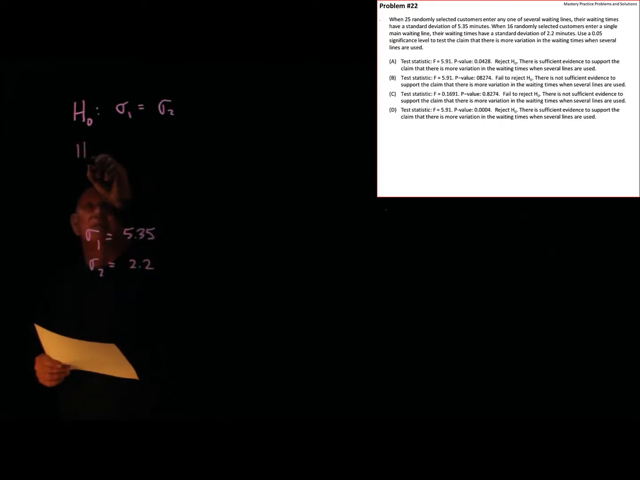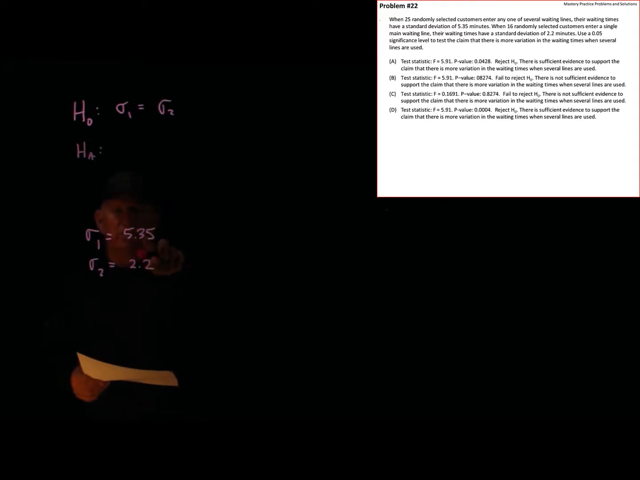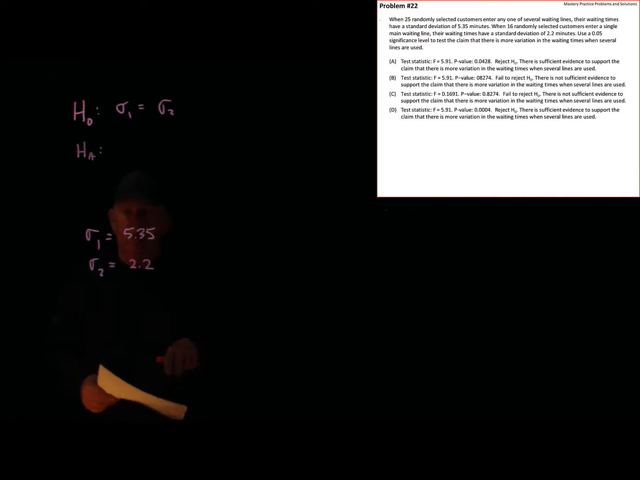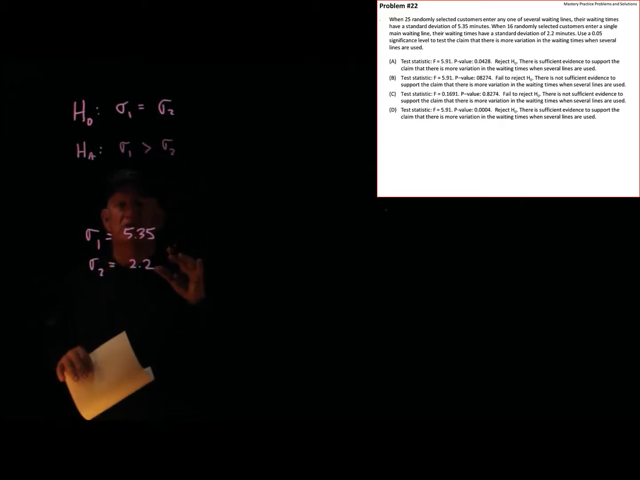The alternative hypothesis, again, if I just go back and read things, says to test the claim that there is more variation in the waiting times when several lines are used. So that says sigma 1 is greater than sigma 2. And actually, I've got these in standard deviations. I should have put them in variances. All right?